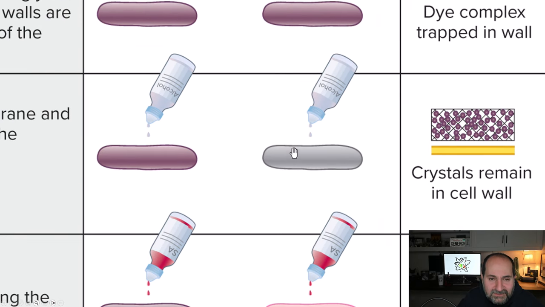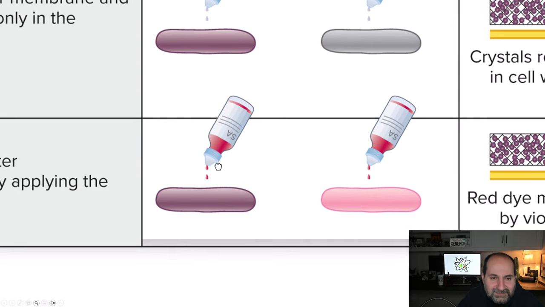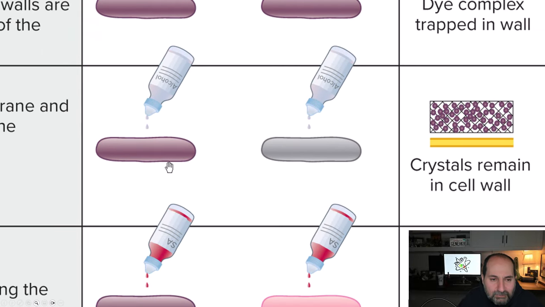Remember, you could mess up this step pretty easily. If you destain too much, both the gram-positive and the gram-negative cells will appear clear. If you don't destain enough, both the gram-positive and the gram-negative cells will remain purple. So you need to destain just right, kind of like Goldilocks. You need to destain in such a fashion that the gram-negative cells become clear, but the gram-positive cells retain the purple color. At this point, the gram-positive cells appear purple. The gram-negative cells should appear clear.